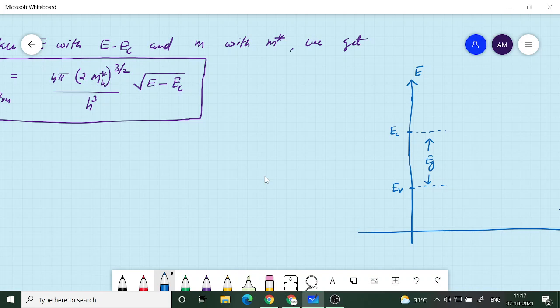And then when E is equal to EC, it is 0. But as energy increases, the square root of a positive quantity greater than EC keeps on increasing, and it will be something like this.